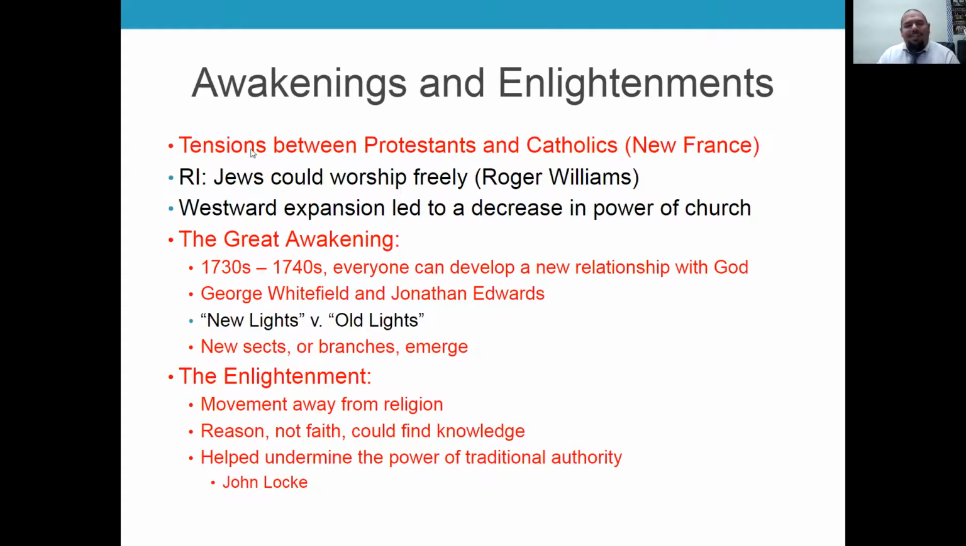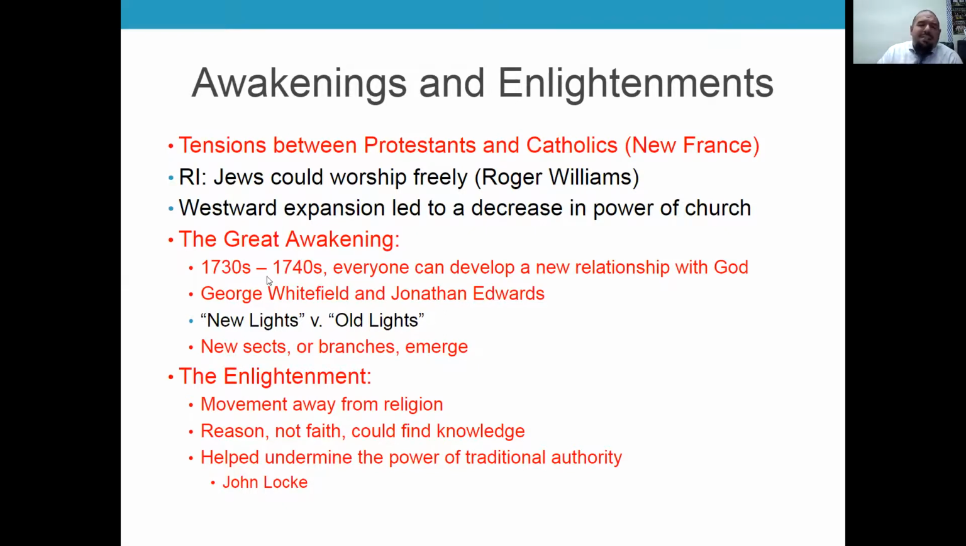So, awakenings and enlightenment. This is kind of a little throwback to last year, right? Tensions are going to arise between Protestants and Catholics in New France, that's in Canada. In Rhode Island, Jews could worship freely. Remember Roger Williams being exiled from Massachusetts Bay for being too radical. You have Western expansion going to lead to a decrease in the power of the church, because the church is at the center of the town. So the further away you are, the less power they're going to have over you there. So, there's some troubles going on.